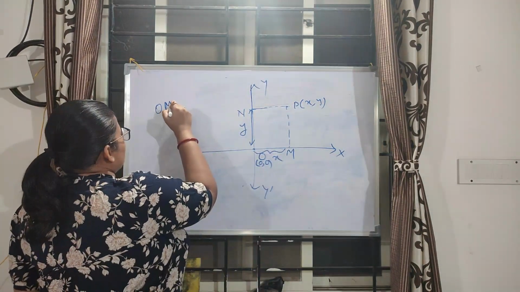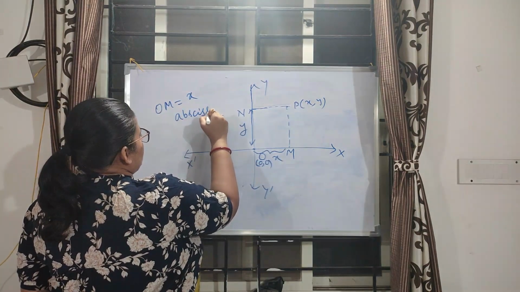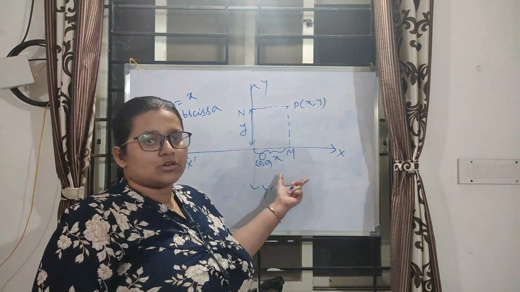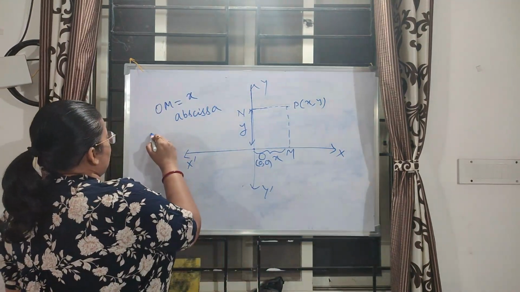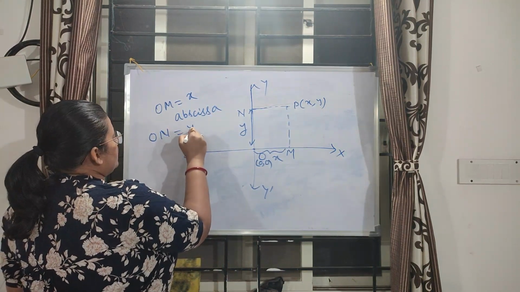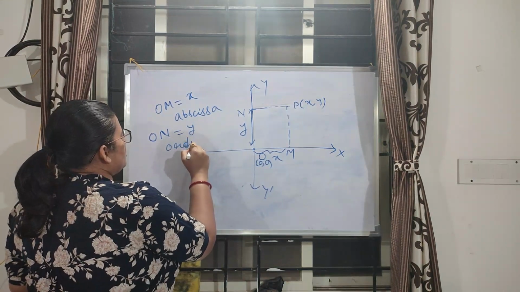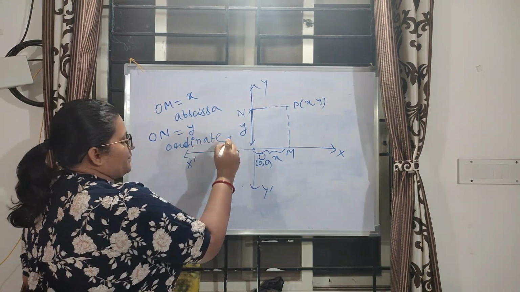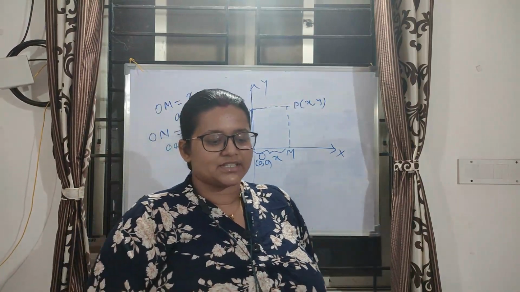This OM is equal to x. The x coordinate is known as abscissa and the y coordinate is known as ordinate. This other distance is equal to y, known as ordinate. Okay, I hope this representation is clear for everyone.